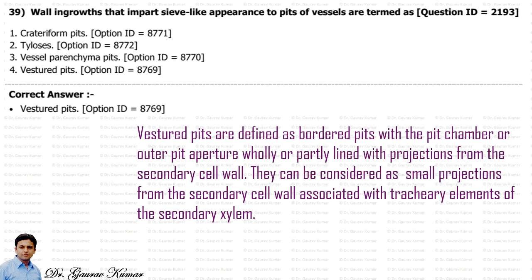Next question. Wall ingrowths that impart a sieve-like appearance to pits of vessels are termed as. The answer is Vestured pits. Vestured pits are defined as bordered pits with the pit chamber or outer pit aperture wholly or partly lined with projections from the secondary cell wall. They can be considered as small projections from the secondary cell wall associated with tracheary elements of the secondary xylem.